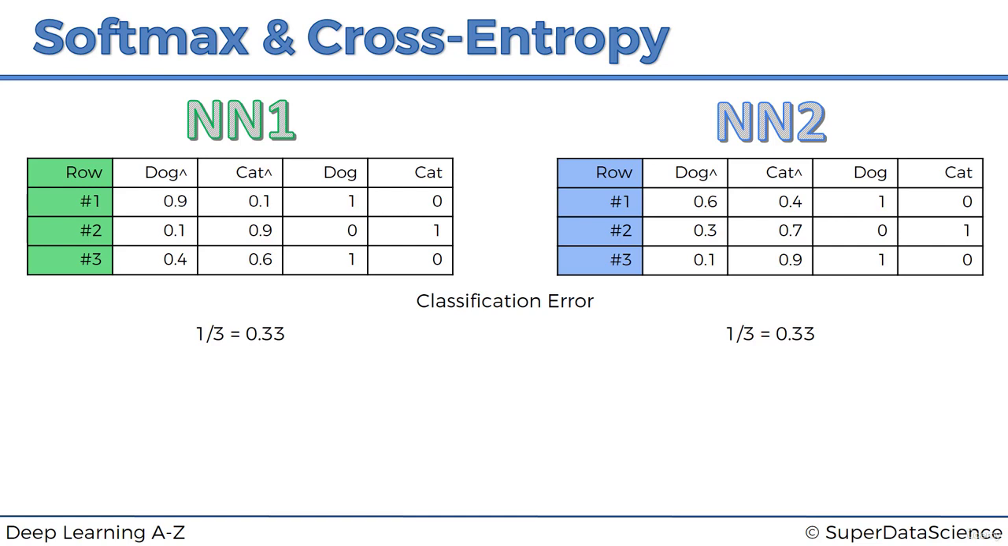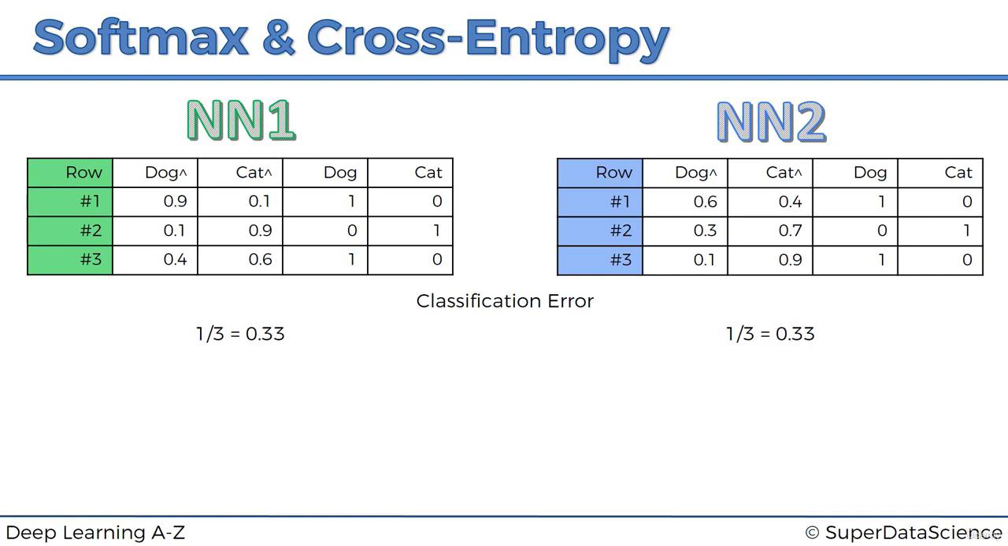So one type of error is called the classification error, and that is basically just asking, did you get it right or not? Regardless of the probabilities, it's just did you get it right or did you not get it right? So in both cases, for both neural networks, they got 1 out of 3 wrong. So 33% error rate for neural network 1 and 33% error rate for neural network 2.